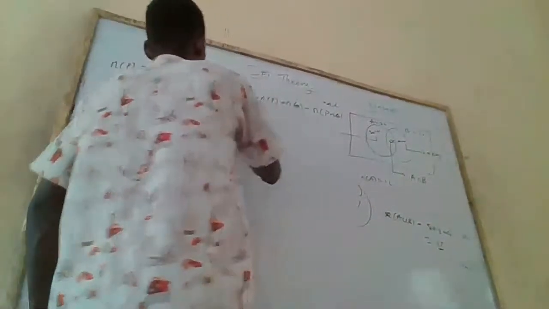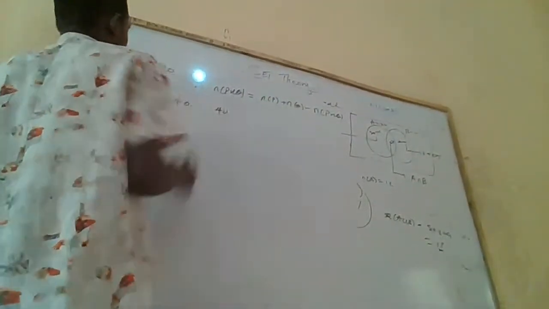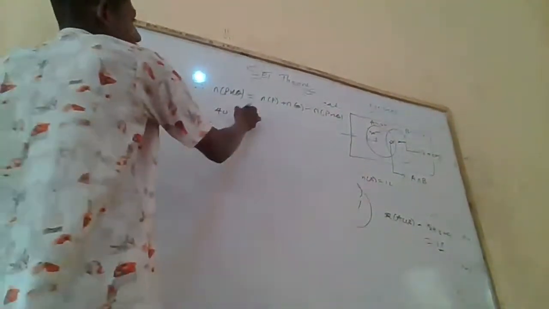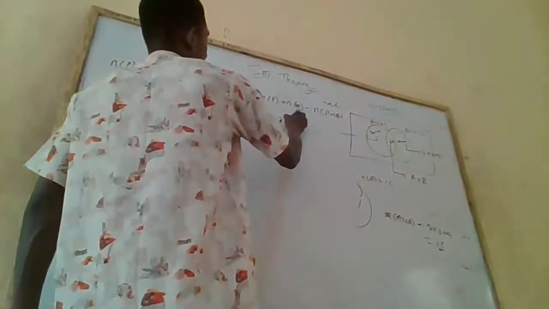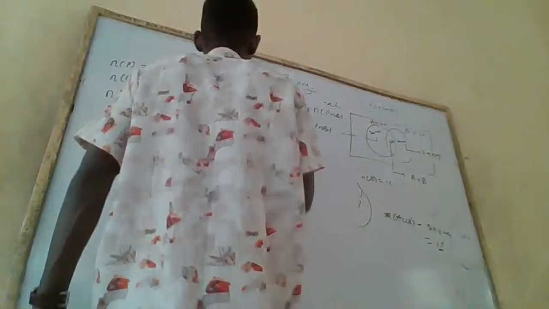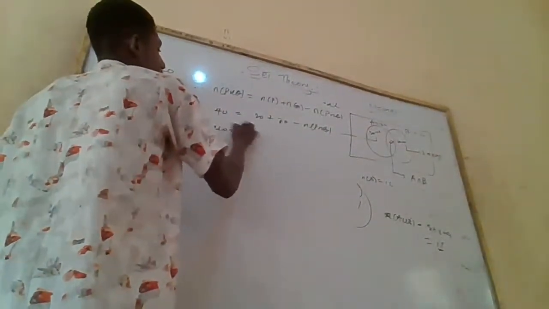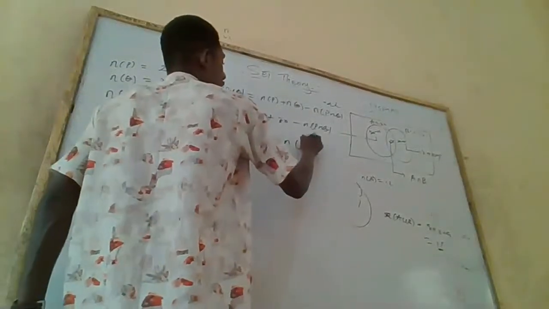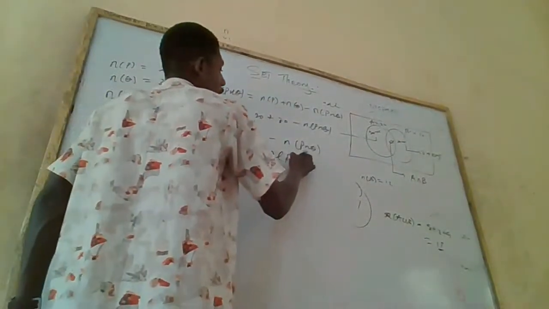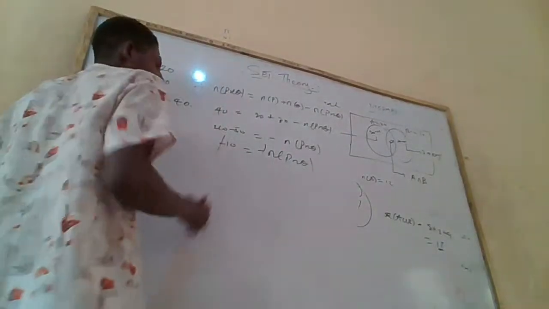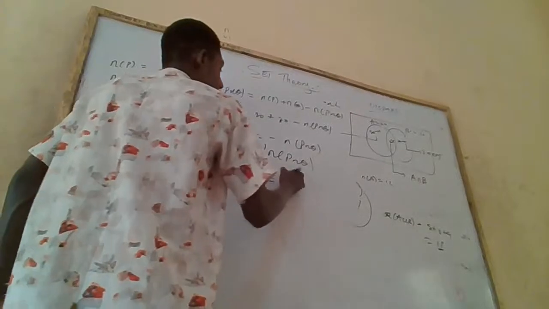Let's do that. So we have 40 here, which is equal to N of P, 20 plus 30, minus N of P intersection Q. 20 plus 30 is 50. So it will be 40 minus 50 equals minus N of P intersection Q. 40 minus 50 is minus 10. So N of P intersection Q is equal to 10.